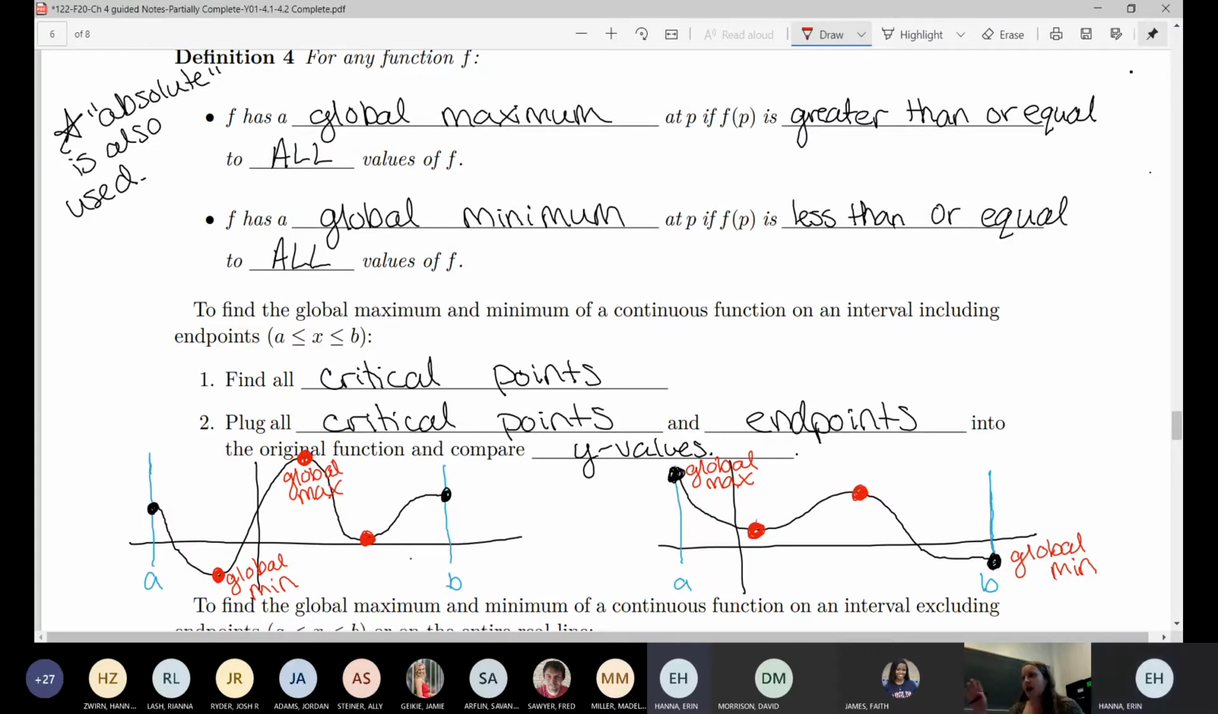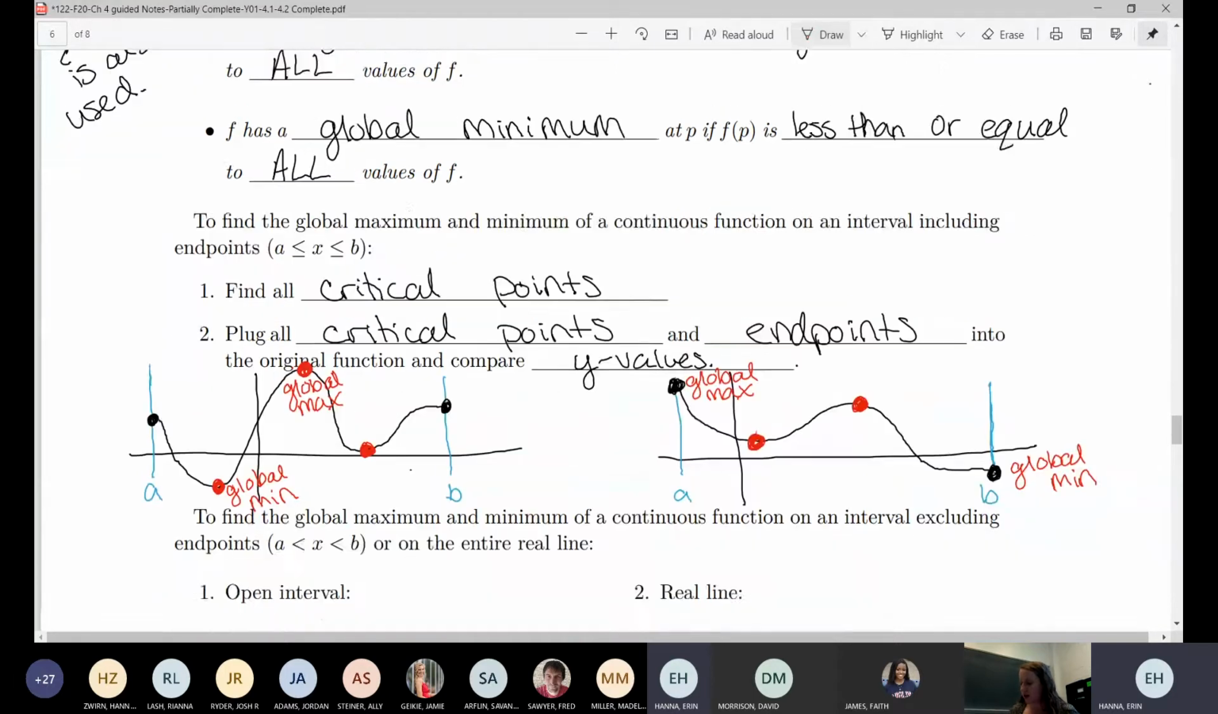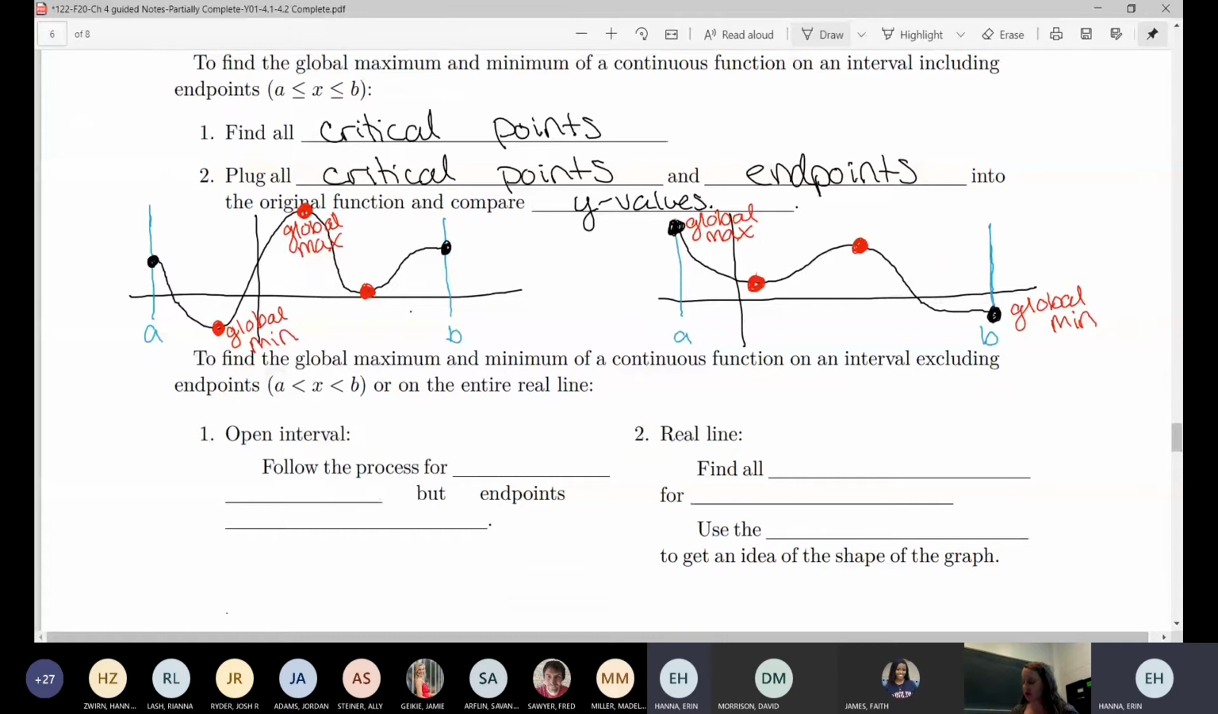So that's why that process works. We find all the critical points, find all the options for the local maxes or mins, and we compare the y values of the local maxes and mins with the y values of the endpoints and see which ones are the highest and the lowest values. So we're going to look at generically all of the situations first, and then we'll go into some examples. So that's when you have closed endpoints.